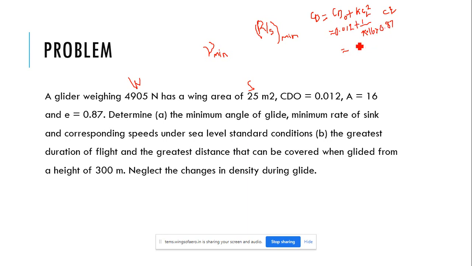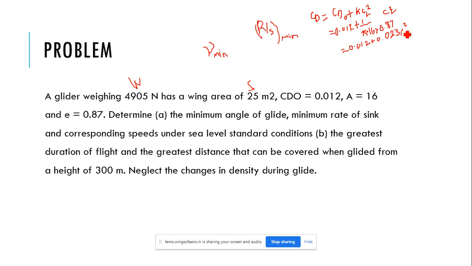By calculating the value for K, the equation becomes 0.012 plus, after calculating, we will be getting 0.023 into CL square. So next thing is we need to find the value for CL.